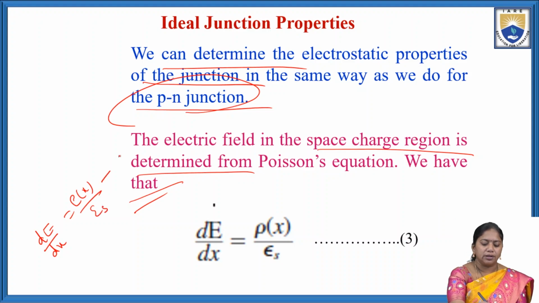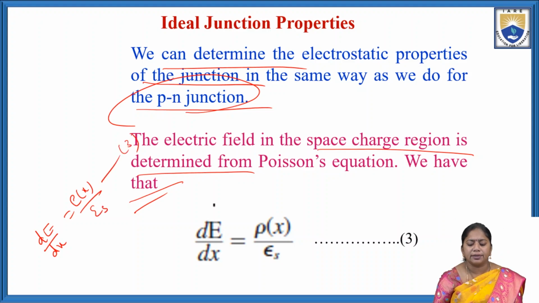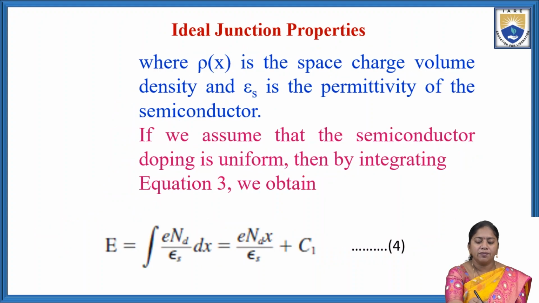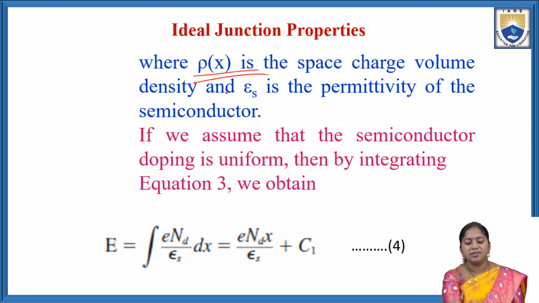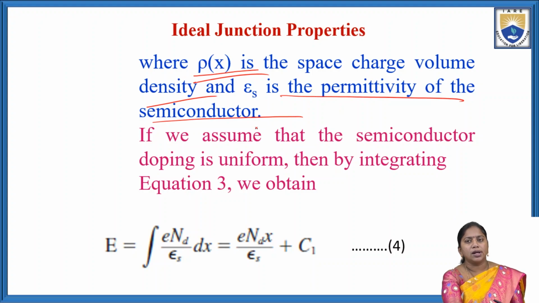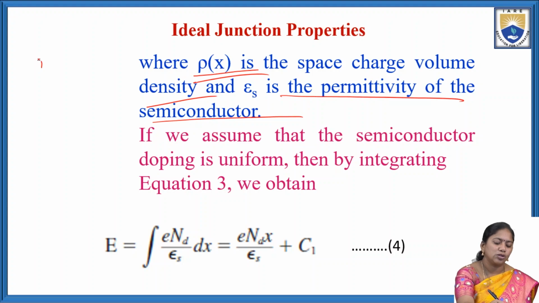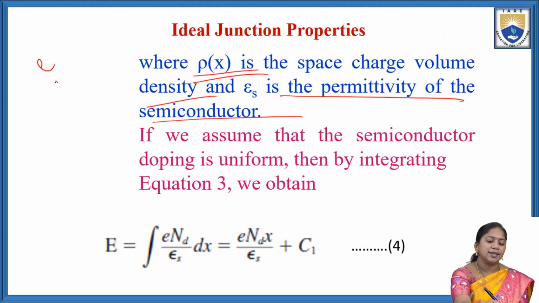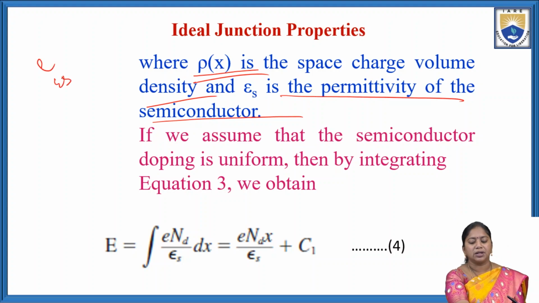That is equation 3. So the electric field in the space charge region is determined by Poisson's equation, dE by dx equal to rho of x by epsilon s, where rho of x is the space charge volume density and epsilon s is the permittivity of the semiconductor.